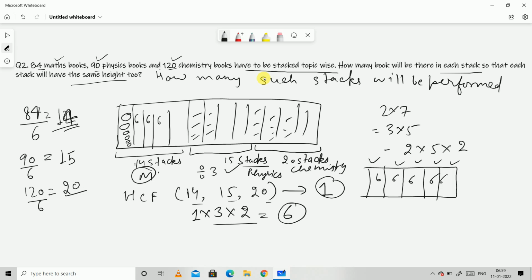So there will be 14 stacks for maths, 15 stacks for physics, and 20 stacks for chemistry. Stacks means columns, and each column will have 6 books. So this is how you will find it out. Okay, so I think it's clear.